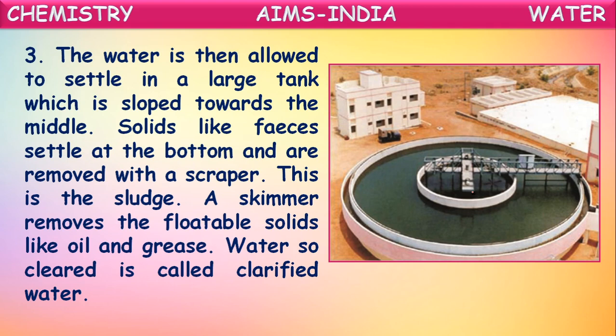A skimmer removes the floatable solids like oil and grease. So, after the removal of the sand and gravel, they will allow this water to come into another container which is having a slant towards the center. Here, some solids settle at the bottom, so they will be separated, and even some floating solids like grease or oil are also removed by using skimmers.